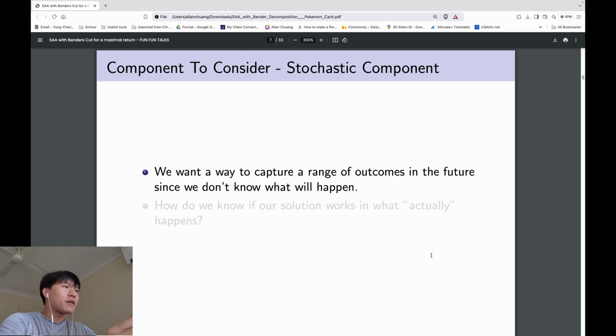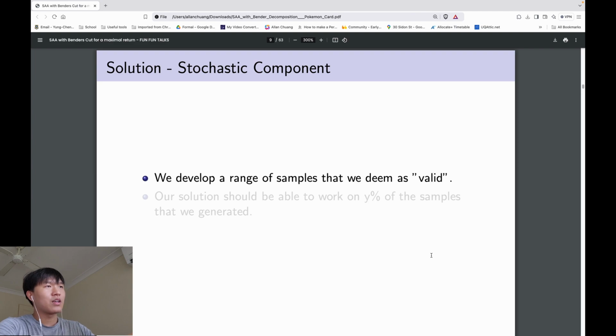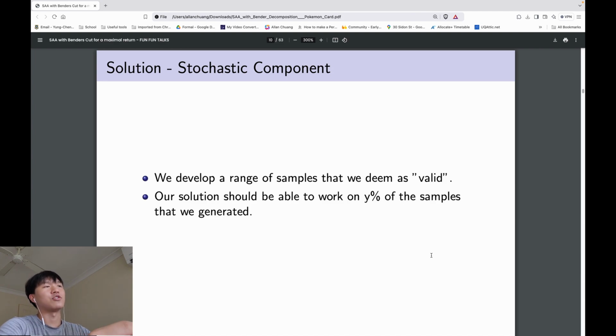So there's a few components that we want to consider. We want a way to capture a range of outcomes in the future since we don't actually know what will happen. And how do we know if our solution actually works in reality? Well, the way to do this is we firstly develop a range of samples that we deem as valid. And then from this range of samples, we should ideally be testing our solution and ensuring that a wide percent of them is going to be passing.